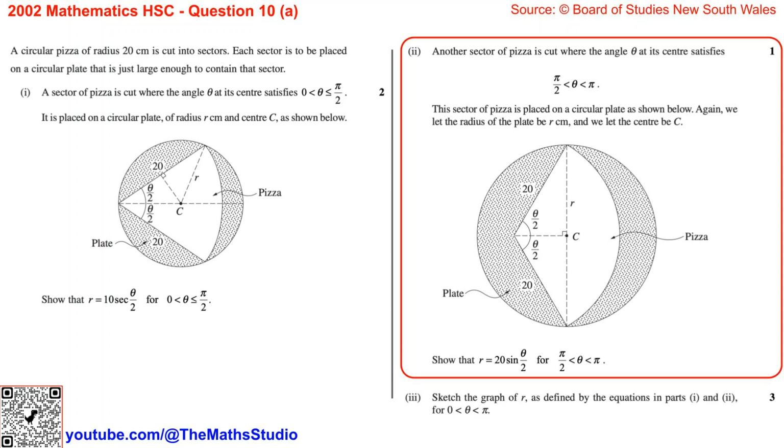Part 2. Another sector of pizza is cut where the angle theta at its center satisfies theta greater than pi over 2 and less than pi. This sector of pizza is placed on a circular plate as shown below. Again, we let the radius of the plate be r centimeters and we let the center be C. Show that r equals 20 sine theta over 2 for theta greater than pi over 2 and less than pi.